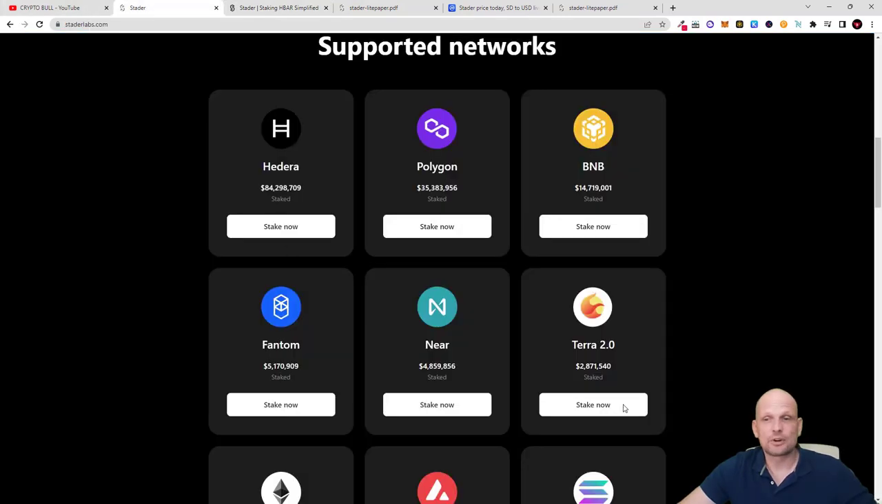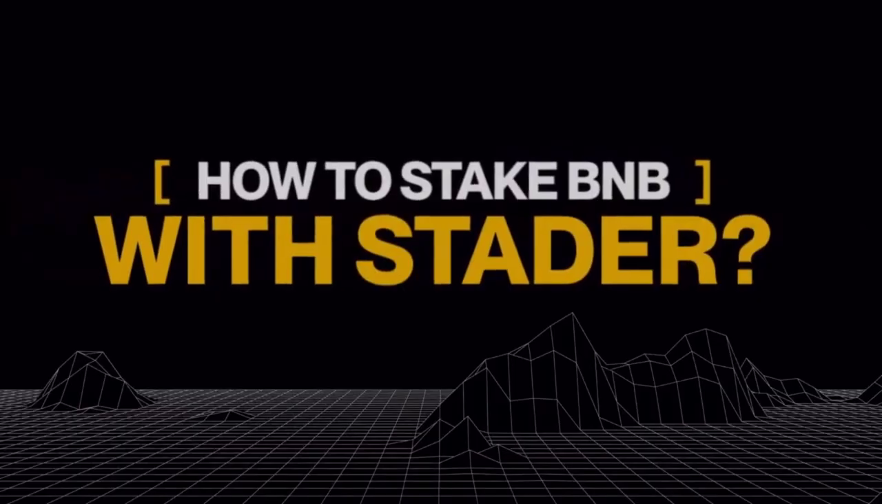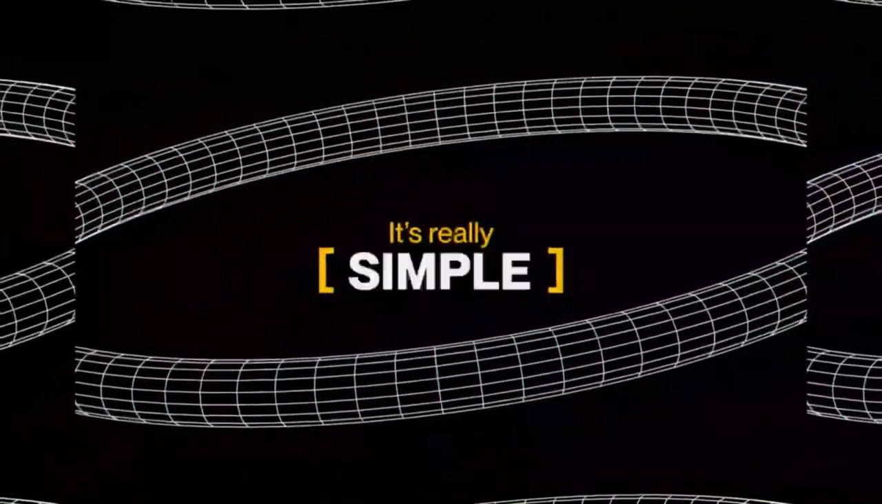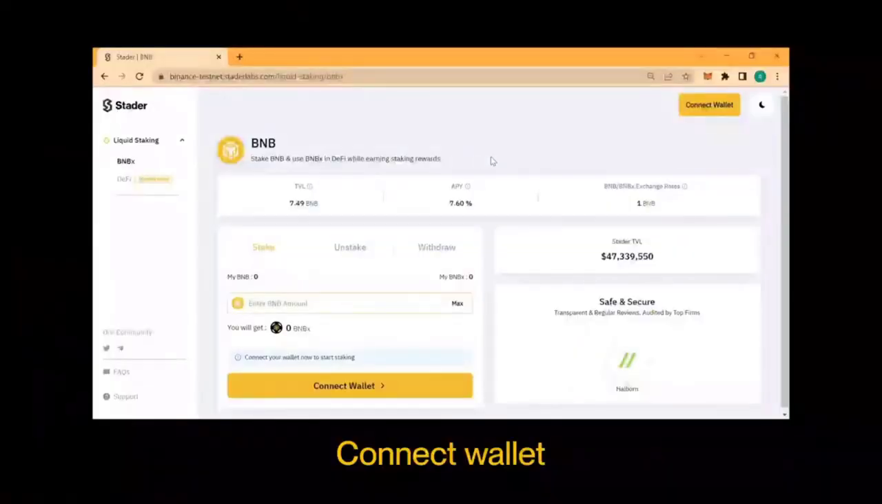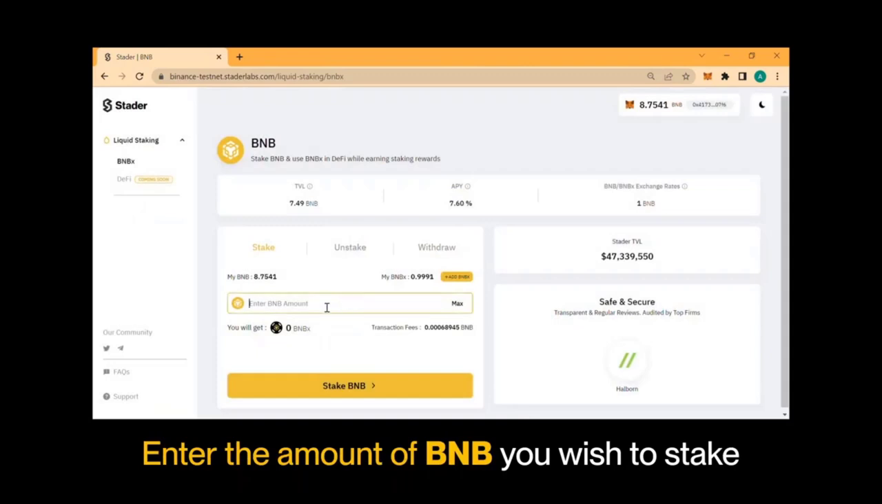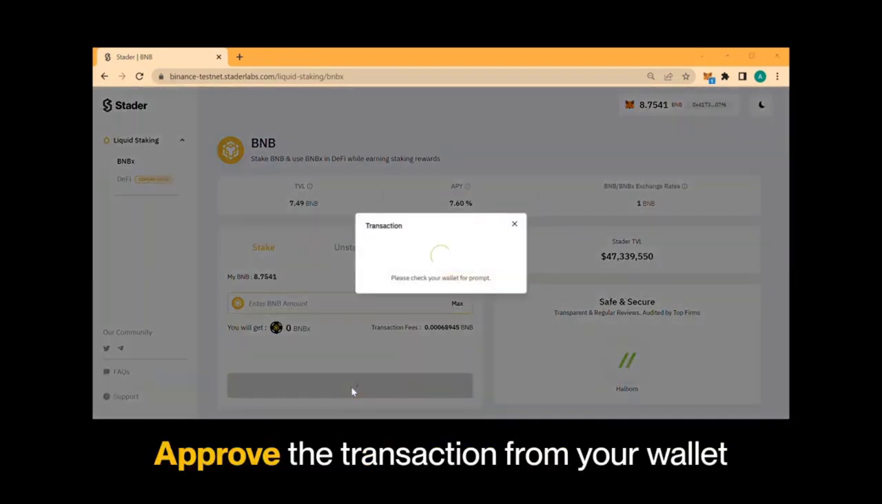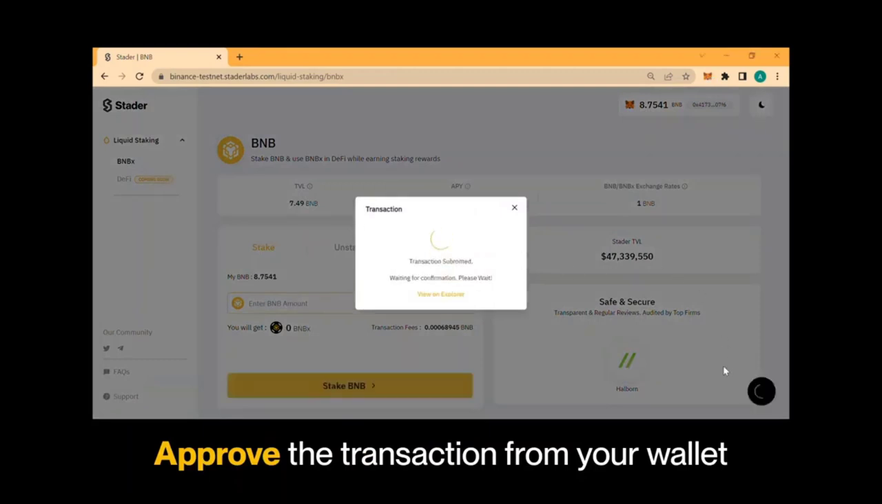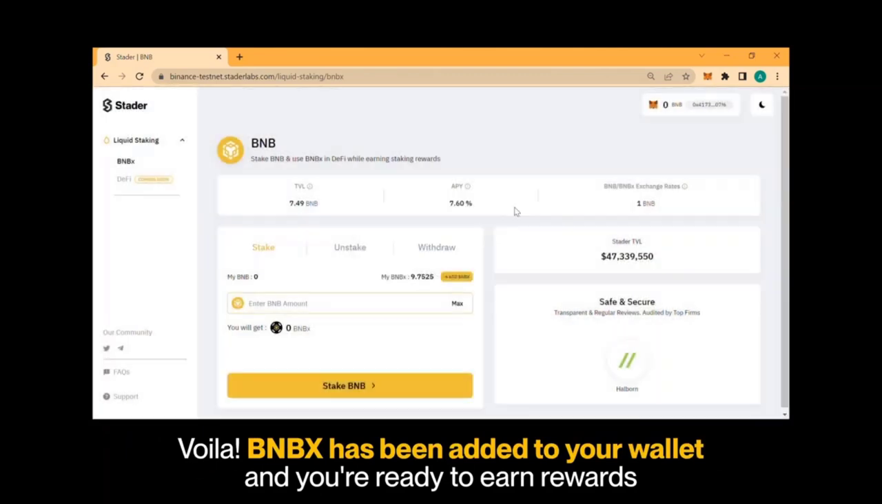In a similar way you can stake BNB, and here is how to stake BNB. It is very simple, guys. All you need to do is open BNB, connect your wallet, approve that you agree to the conditions, then select your wallet, and enter the amount of BNB you would like to stake. Once your BNB is staked, approve the transaction and voila, BNBX has been added to your wallet and you are ready to earn rewards.